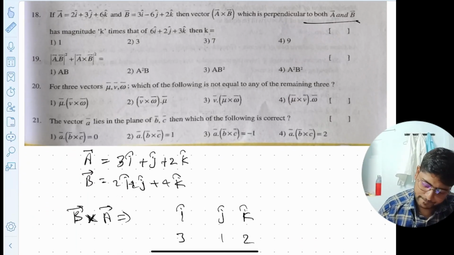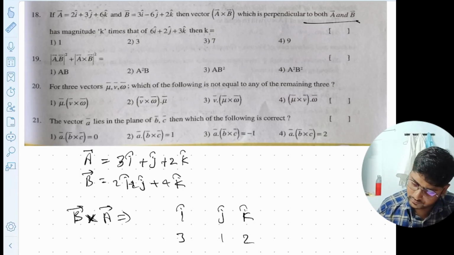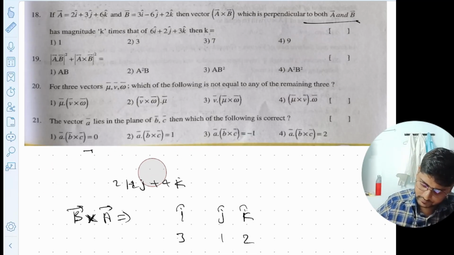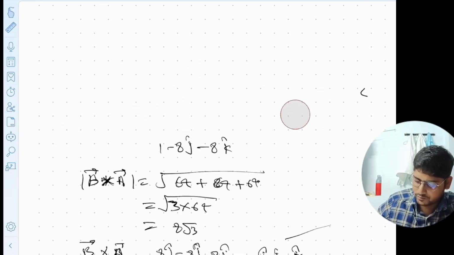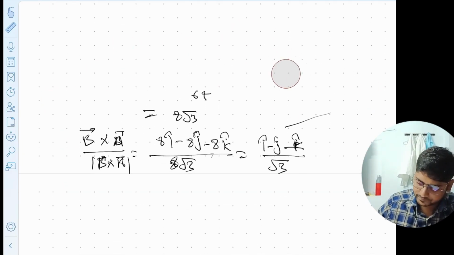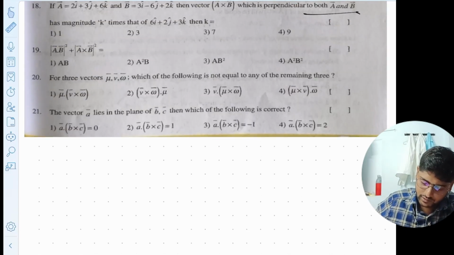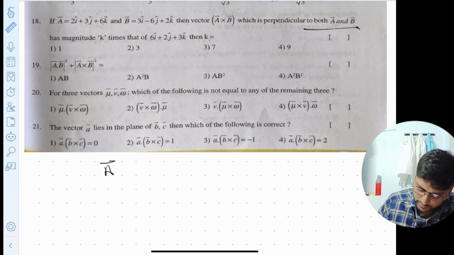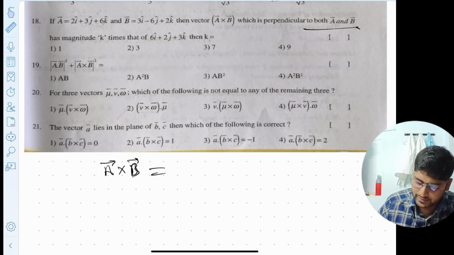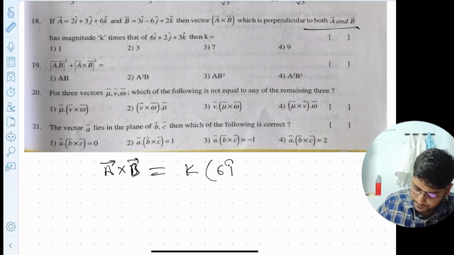Question number 18. We have to do the same thing. We have done B cross A, now we have to do A cross B. What you have to do in question number 18? Do vector A cross B. Then whatever you get after A cross B, it will be equal to K times 6 i cap plus 2 j cap plus 3 k cap.